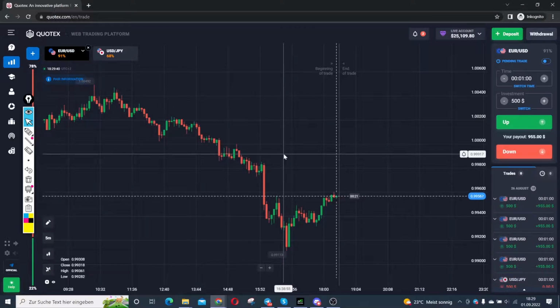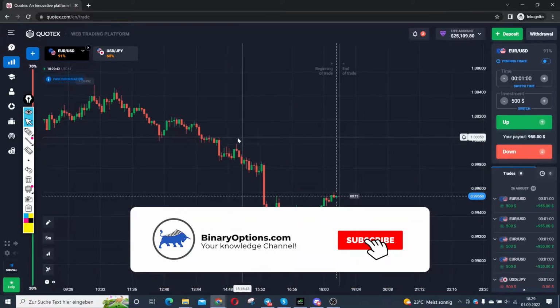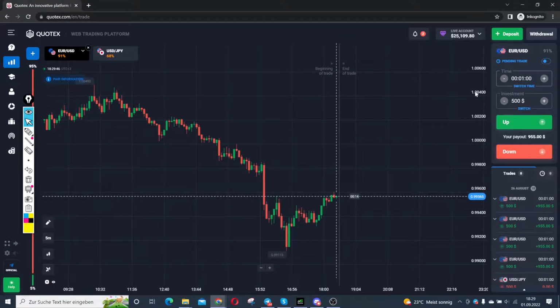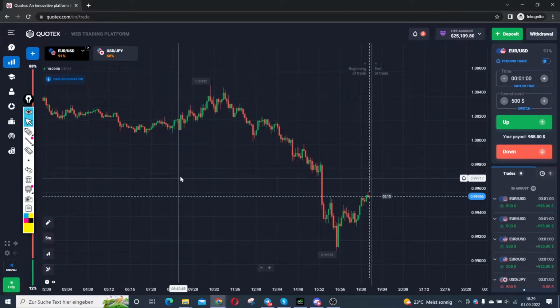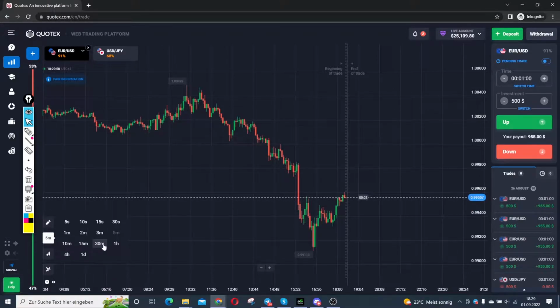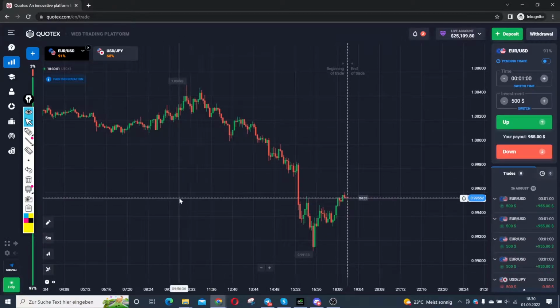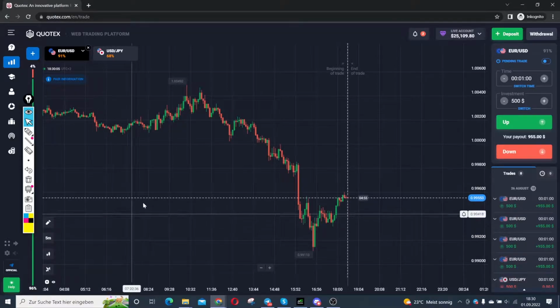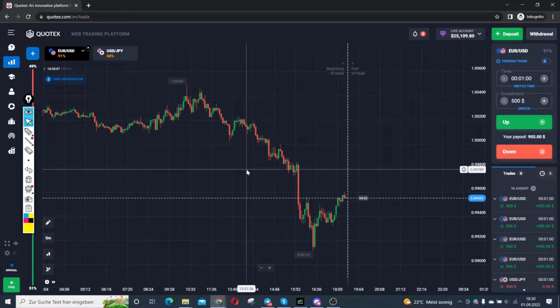If I want to trade, for example, 60-second trades, 1-minute trades, very short time frames, I will start to analyze the chart in the higher time frame. This can be the 5-minute chart. You see it's at the moment on the 5-minute candlestick chart. It also can be the 15-minute chart. I wouldn't go higher than the 15-minute chart if I want to trade 60-second trades.